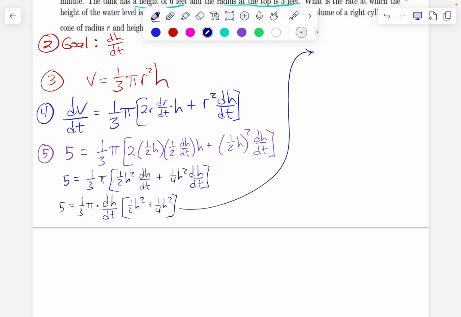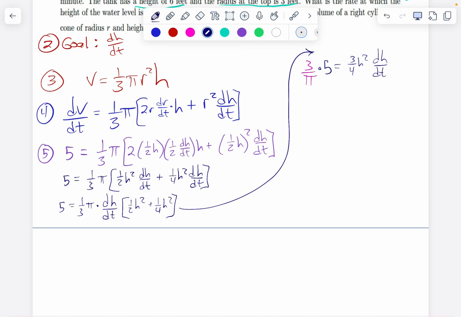How are we going to get rid of 1/3 pi? Yes, you're right. Also, we need to get rid of that. Yeah, or multiply by the reciprocal, right? So tell me if you're okay if we do this. So 3/pi times 5. Are you good if we do that? On the left side, I mean. Okay. And then we said this is 3/4 h squared dH dt.